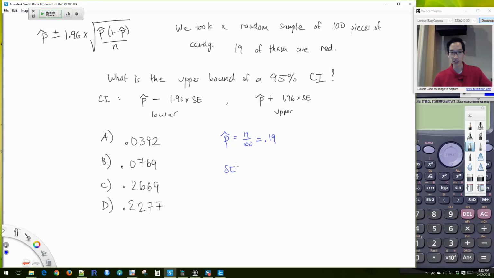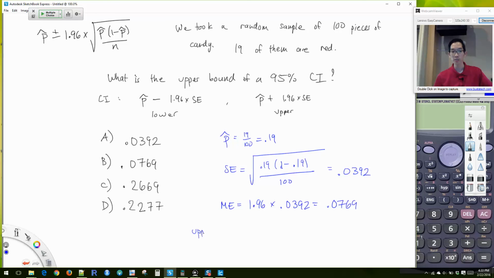Our p hat is indeed 19 over 100, or 0.19. Our standard error is going to be the square root of 0.19 times (1 minus 0.19), or 0.81, over 100. And when you do this calculation, you get 0.0392. This is our standard error. Our margin of error is going to be 1.96 times our standard error of 0.0392. So that's 0.0769.